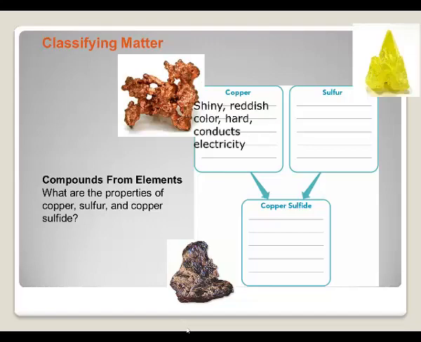Copper is shiny and reddish in color. It's hard, and it conducts electricity really well. Sulfur, on the other hand, is yellow. It's crumbly. If you rub it in your hand or push on it, it will usually break off into little pieces. And it's really dull. When the two combine, they create copper sulfide. Copper sulfide is black, really flaky, and has a metallic luster to it.